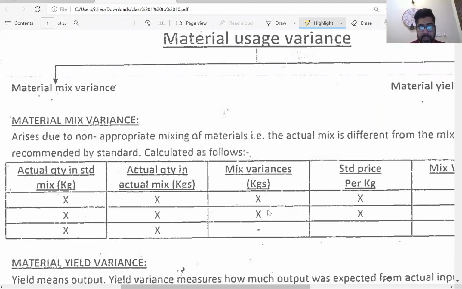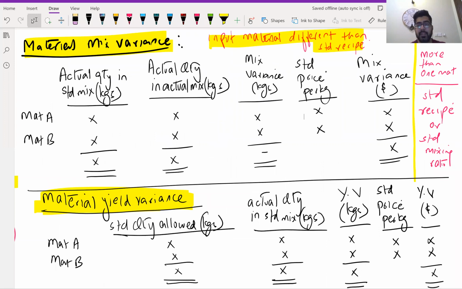So whenever you input materials in a different mix than recommended by standard, a variance occurs called material mix variance. Whenever a product requires, like we eat biscuits, biscuit also has eggs, sugar, butter. You cannot say input as much butter as you want, as much cream as you want. No, there is a standard recipe, this much butter, this much sugar. If it's different than the standard, then a variance comes called material mix variance.